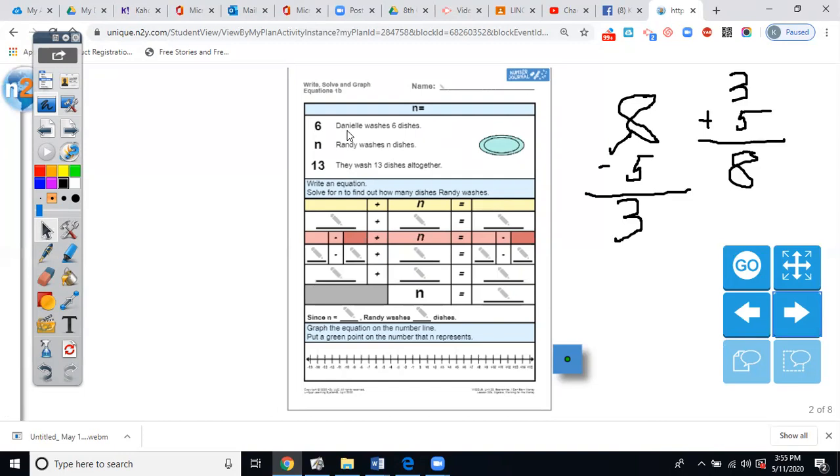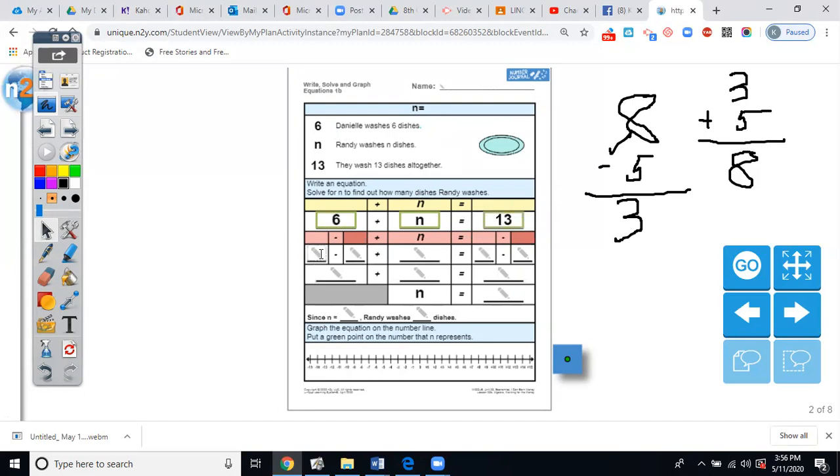Okay, let's do one more exercise. Danielle washes 6 dishes. Randy washes n dishes. They wash 13 dishes altogether. Okay, so we're going to write an equation, solve for n because we don't know how many dishes Randy washed. We're going to solve for n to find out how many dishes Randy washes. Okay, so we're going to take the number of dishes Danielle washes. She washed 6. N is the number of dishes that Randy washed, which we don't know yet. But we do know that they washed 13 dishes altogether.